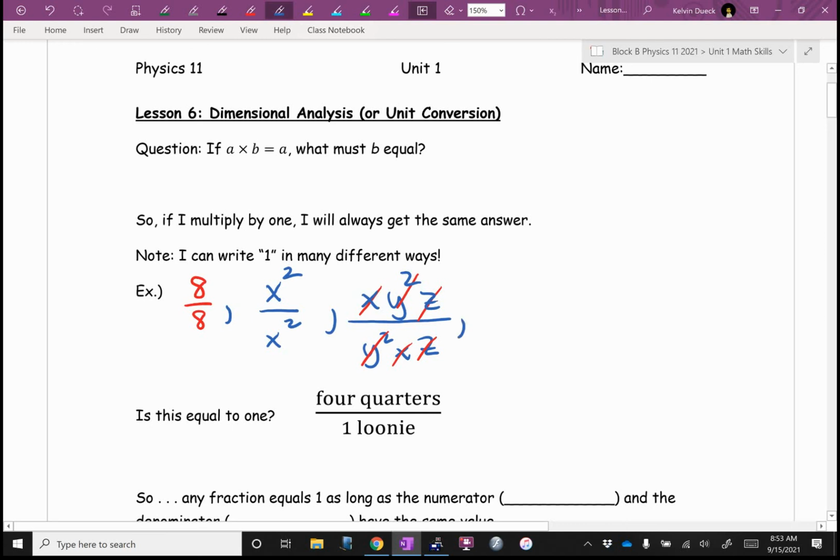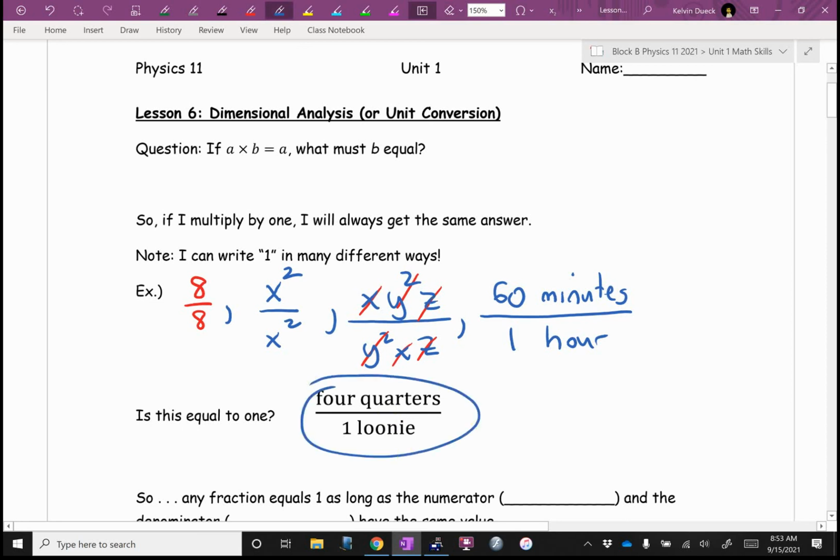Here's the weird one. 60 minutes over 1 hour. That's a 1 because that is also the same thing divided by the same thing. It looks different, but I'm telling you, 60 minutes and 1 hour are identical quantities. And when you divide identical quantities by themselves, you get 1. And this is the key idea. Is this equal to 1? 4 quarters over 1 loonie? Yes, it is. We call this a conversion factor or conversion fraction.